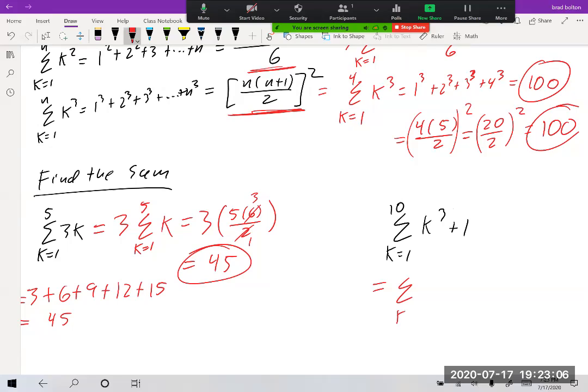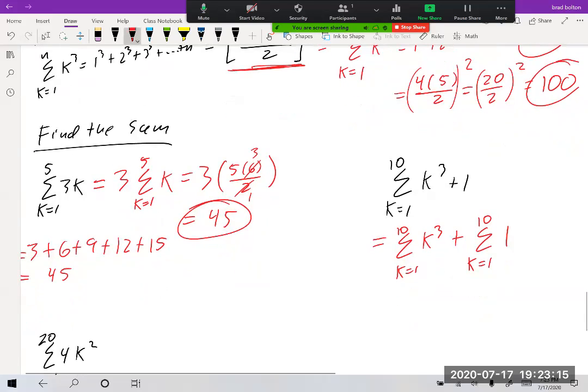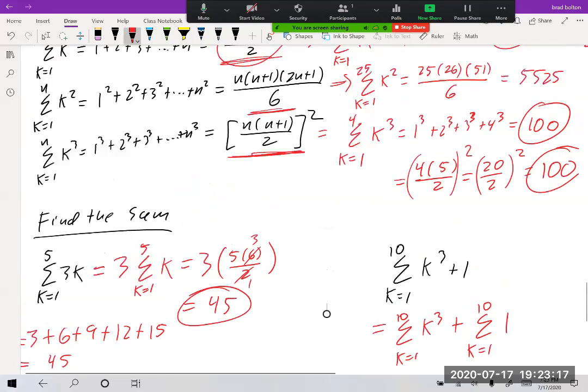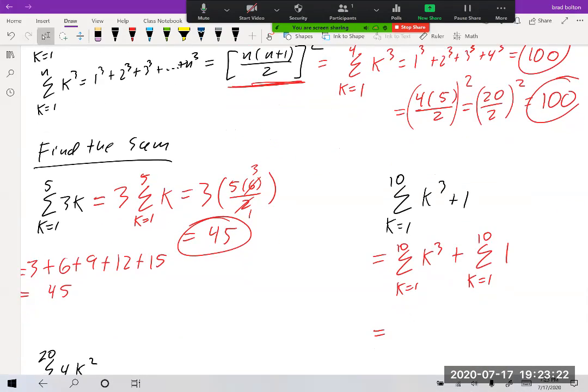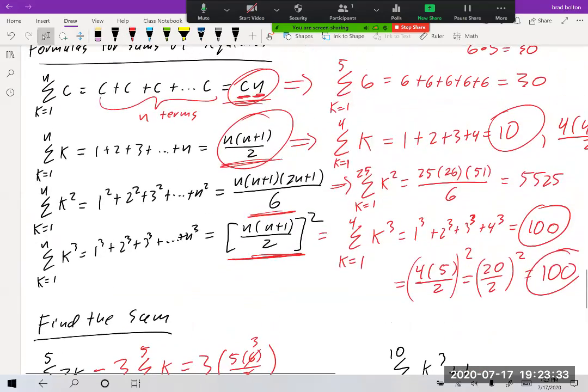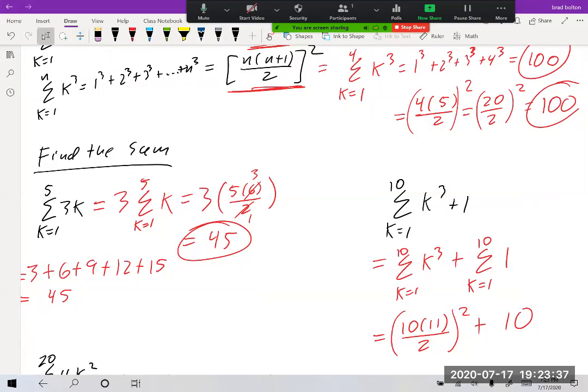Okay. So now for this one, we're going to rewrite this guy as two separate ones because it said we could. The summation k equals 1 to 10 of k cubed plus the summation of k equals 1 to 10 of 1. So we know that this one will become the formula n times n plus 1 over 2, quantity squared. In this case, n is 10, so we're going to do 10 times 11 over 2 squared plus 10, because this formula says if you have a constant, you just multiply c times n. And in this case, c is 1 and n is 10.